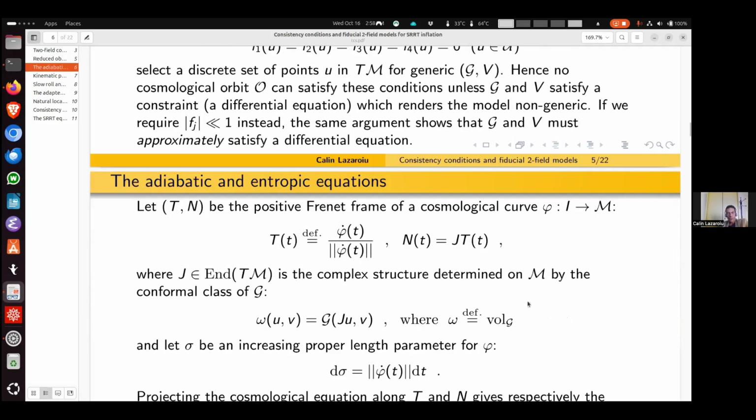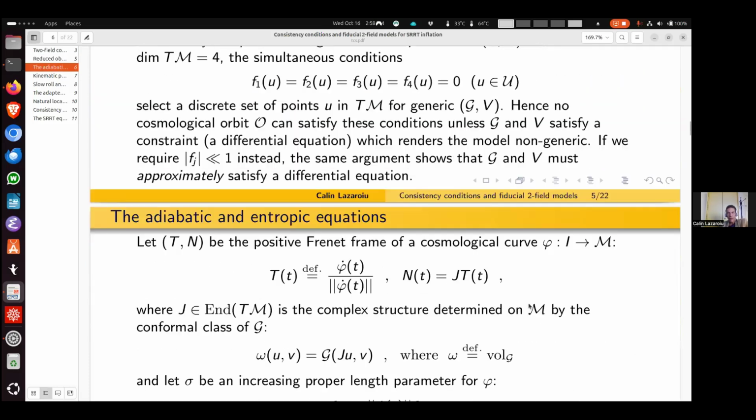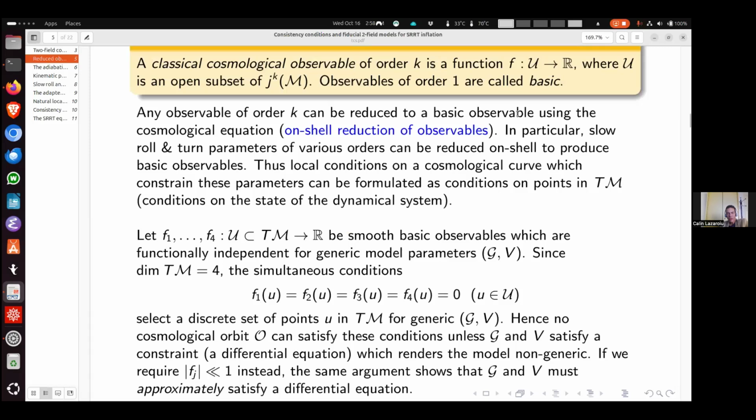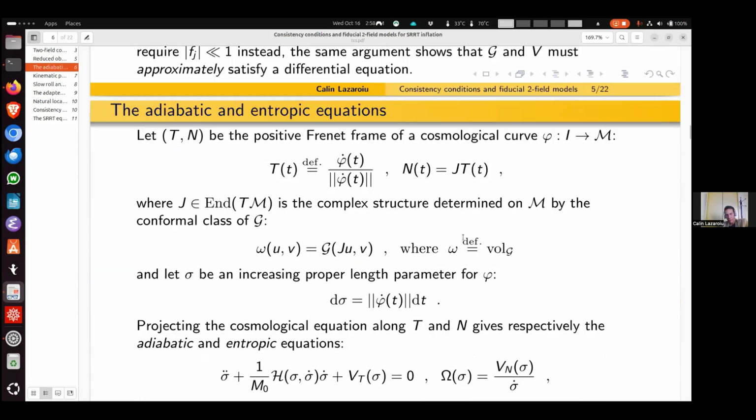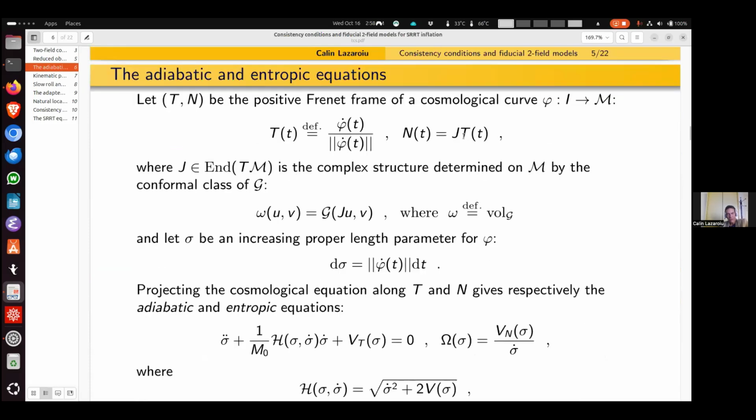Good. Now I'm going to go into the definition of the observables that will appear in my argument, the cosmological observables. This is very well known in cosmology, but I will recall it for those who have never seen it. This is multi-field cosmology, okay? So I will start by recalling the adiabatic and entropic equations. For this, you just consider the Frenet moving frame of a cosmological curve. You take a cosmological curve from I to M, it's smooth, so it has a moving frame.